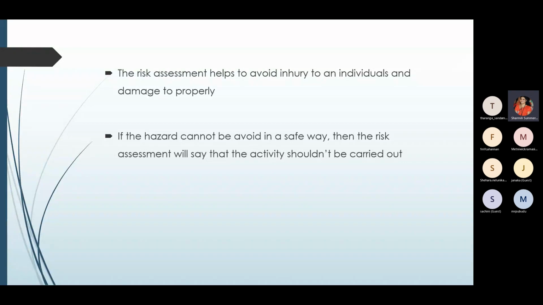If the hazard cannot be avoided in a safe way, then the risk assessment will say that the activity shouldn't be carried out. Yes, sometimes some hazards cannot be avoided in a safe way. In that case, the activities that the risk assessment advises against, we can't do. If the hazard is not removed, then we can't use the assessment that we collected so far to carry out the activity. Again, we need to analyze why we are not able to remove this hazard, or why we are not able to avoid it.